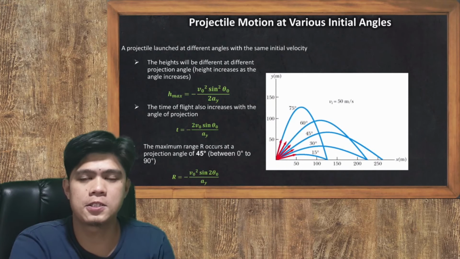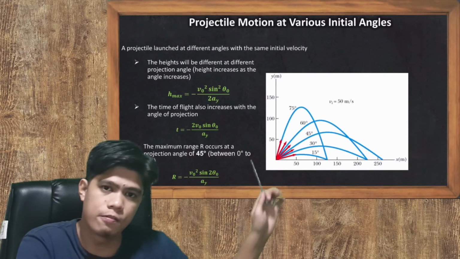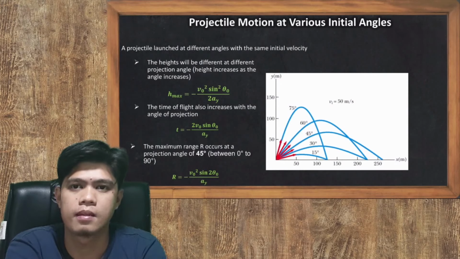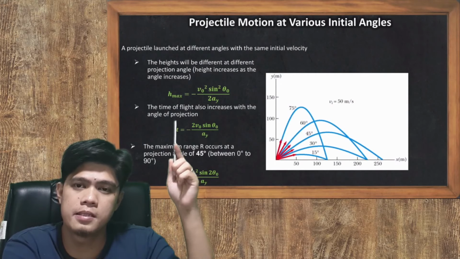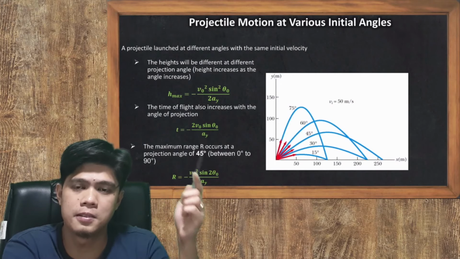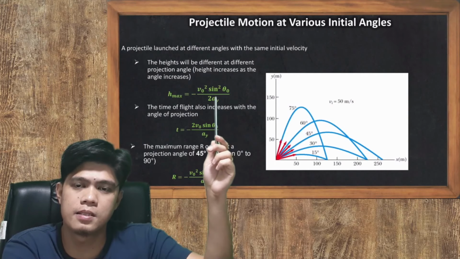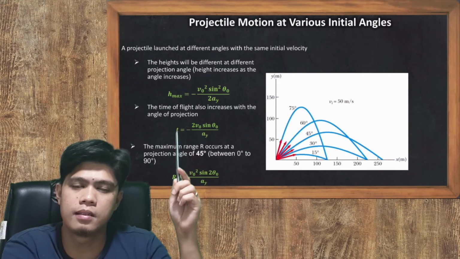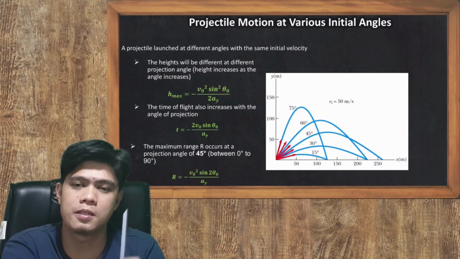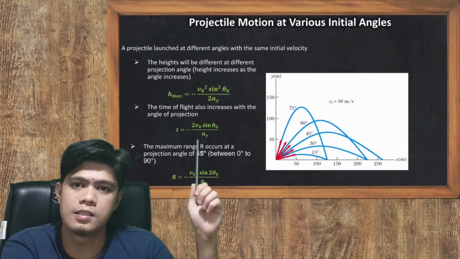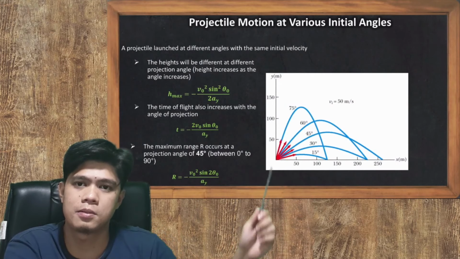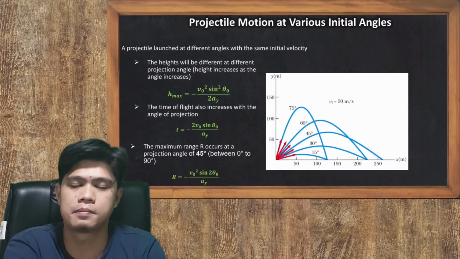Projectile motion at various initial angles. This figure summarizes what will happen if you vary the initial angle. In terms of maximum height, increasing your angle will also increase the maximum height up to 90 degrees, because of this equation. And also, when you increase the angle, you also increase the time it takes for the projectile to reach back to the ground.